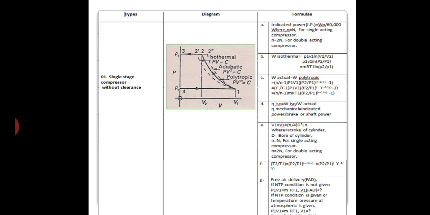And just one relation between the temperature and the pressure for the polytropic process and the adiabatic process, that is T2 upon T1 is equal to (P2 upon P1) raised to (n minus 1) upon n, and (P2 upon P1) raised to (gamma minus 1) upon gamma. So if free air delivery FAD at NTP is not given, then P1 V1 is equal to MRT1, so we can find V1 over here. So these are the formulas related with the single stage compressor without clearance volume.